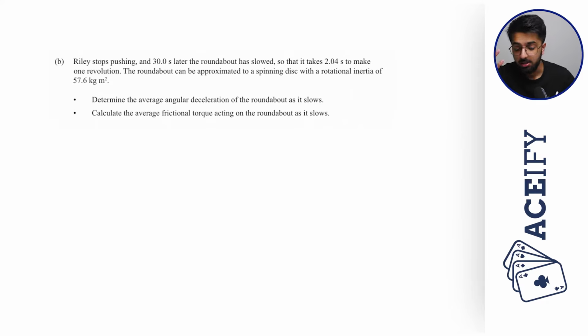There we go. So Riley stops pushing, and then 30 seconds later the roundabout has slowed down so that it takes 2.4 seconds to make one revolution now. The roundabout can be approximated as a spinning disc with a rotational inertia of 57.6 kg meters squared. Determine the angular deceleration of the roundabout as it slows down, and calculate the average frictional torque acting on the roundabout as it slows down.